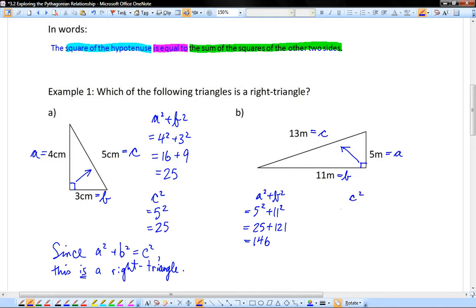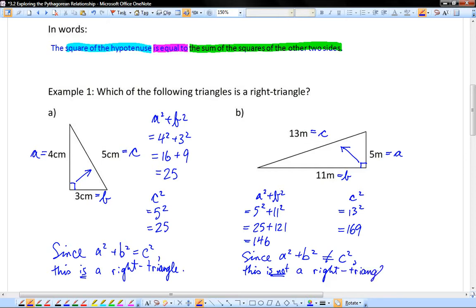Now, c squared is 13 squared. 13 squared is 169. Different results. Here, since a squared plus b squared is not equal to c squared, that means that this is not a right triangle.